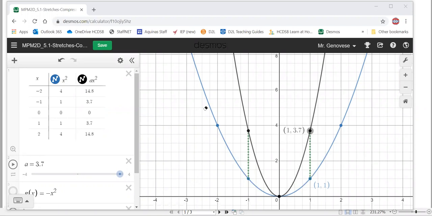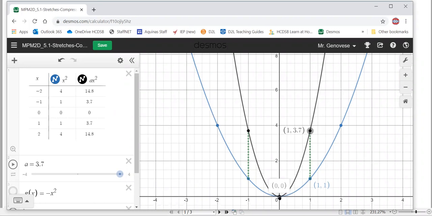Okay? And the language comes from the look of the graph. So the original graph is this blue one here, and the new graph is the black one. So in comparing the black one to the blue one, we say that it's been stretched vertically. So again, all the y values are moving upward and it's being stretched.